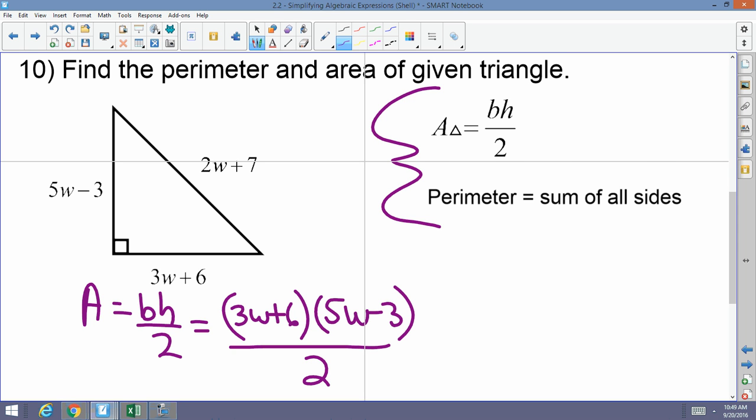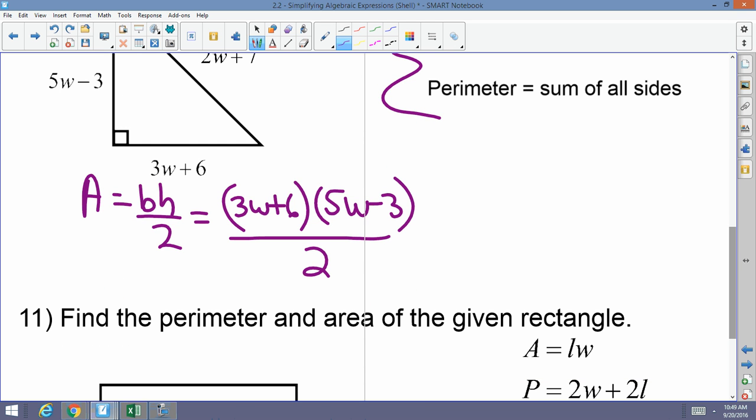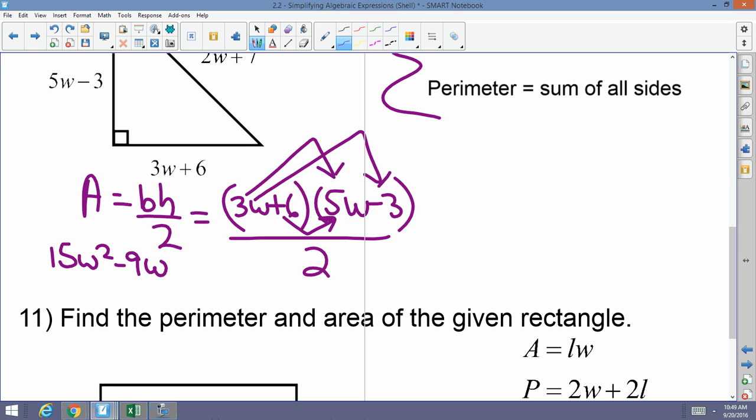That's the first part. Now we do have to multiply these. We haven't learned this year how to multiply polynomials, but you guys remember FOIL, I'm sure, from both pre-algebra and algebra 1, and you had to do it in geometry as well. So this is how you do it, if you don't remember. 3w times 5w is 15w squared. 3w times negative 3 is negative 9w. 6 times 5w is 30w. And 6 times negative 3 is negative 18. All of this divided by 2, right?